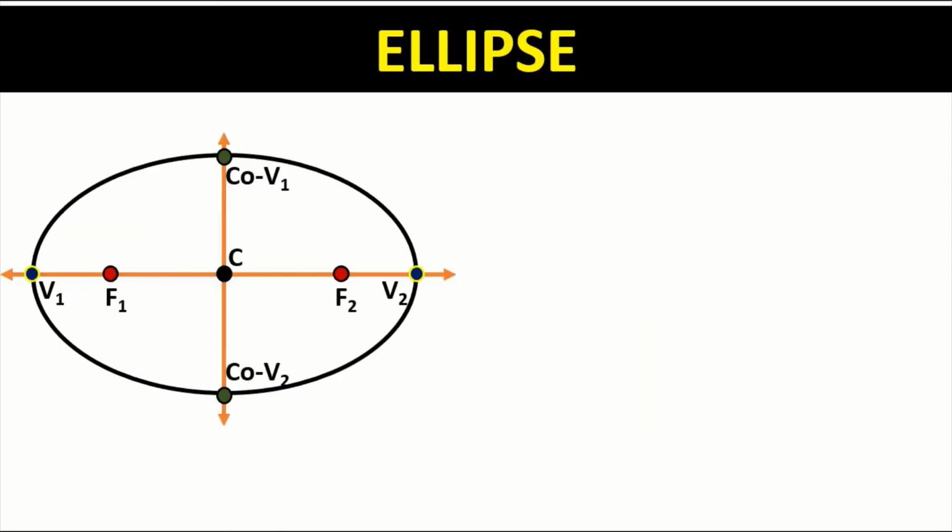Good day, everyone, and our topic for this day is about sketching ellipses. When we have the ellipse, we have the major axis. It is a line segment joining the vertices. In this figure, the major axis is on the x-axis.